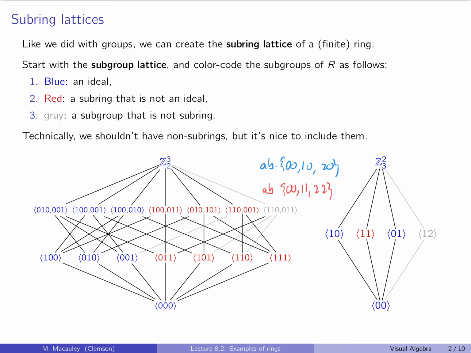And finally, (1, 2) generates three elements. Let's write them out up here. (0, 0), (1, 2), and you add this to itself, you get (2, 4), which is (2, 1). And this is not even a subring because (1, 2) times (2, 1) is (2, 2), which is not in here. And this one I'm going to let you explore for yourself. This is the group Z2 cross Z2 cross Z2.